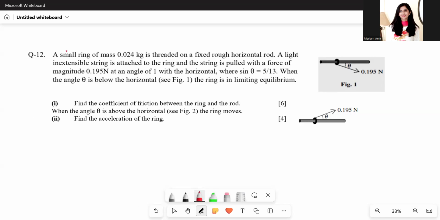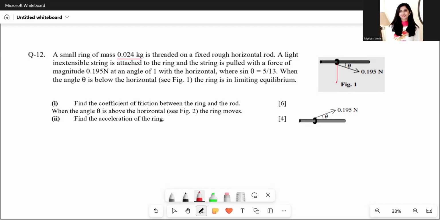Question number 12. A small ring of mass 0.024 kg is threaded on a fixed rough horizontal rod. So that means this weight would be in this direction and its value is going to be 0.24 newtons, since weight is equal to mass times 10.